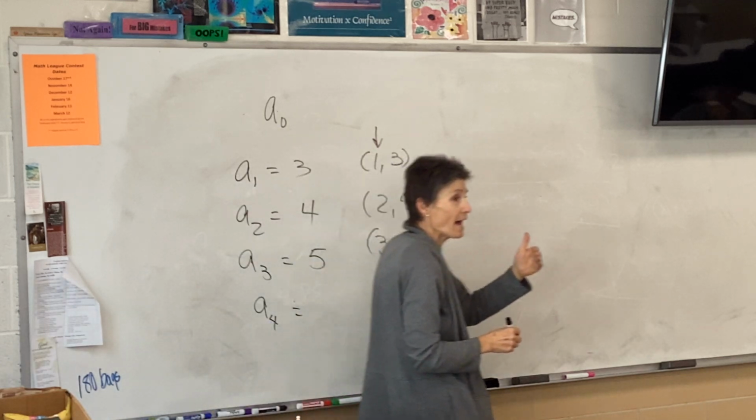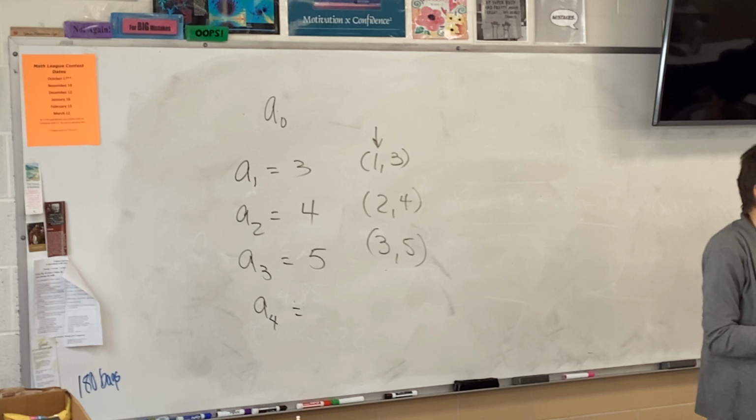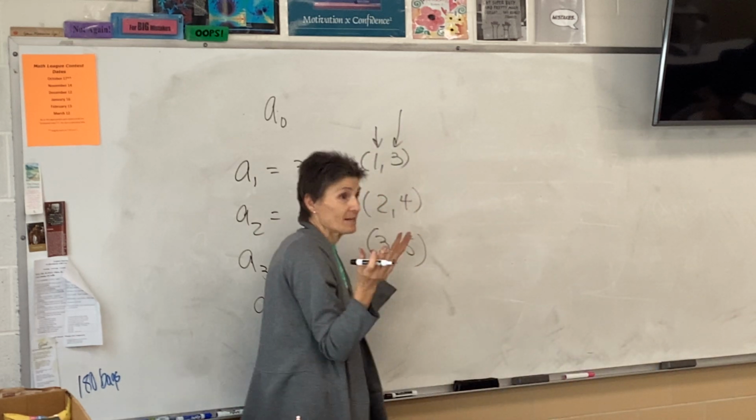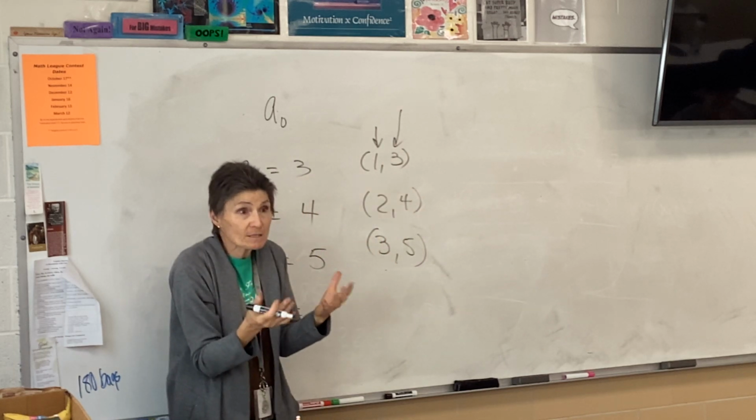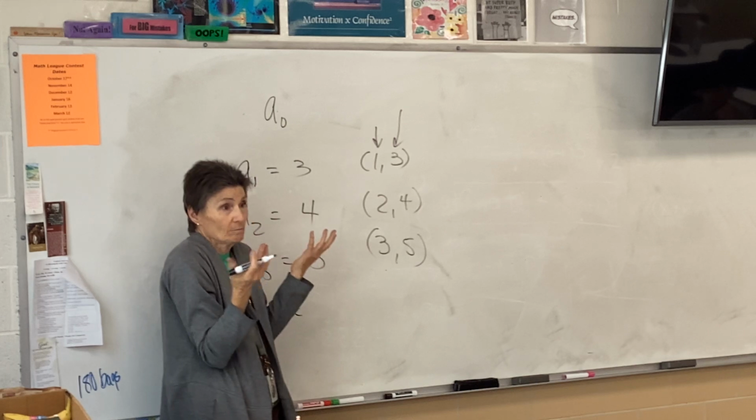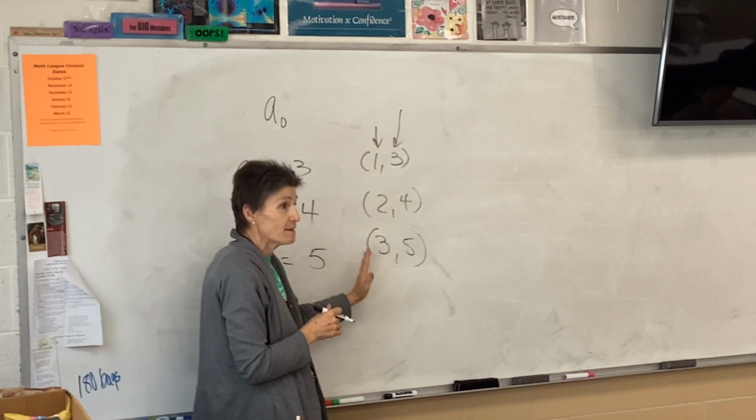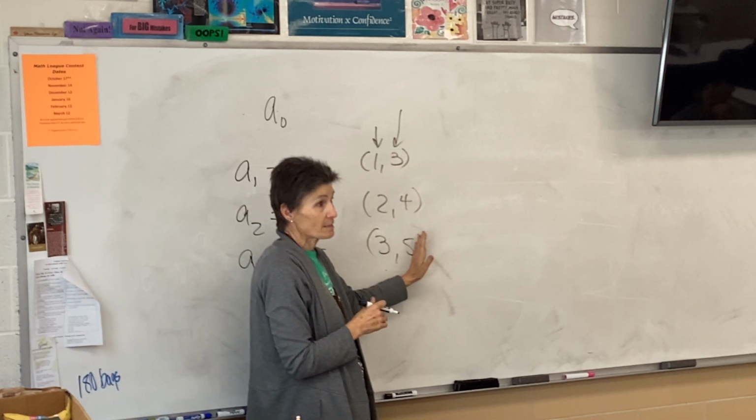You cannot have the 1.5 term. It has to be a first term, second term, third term. But these numbers could be anything, couldn't they? Couldn't I have a sequence made up of fractions or radicals, whatever? Sure. So that's what we mean when we say the domain is the wholes and the range is the reals.